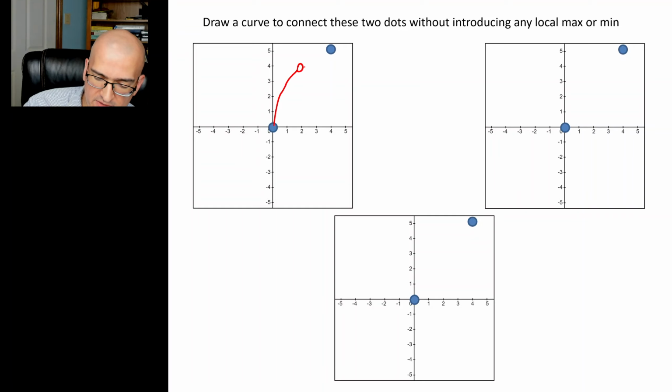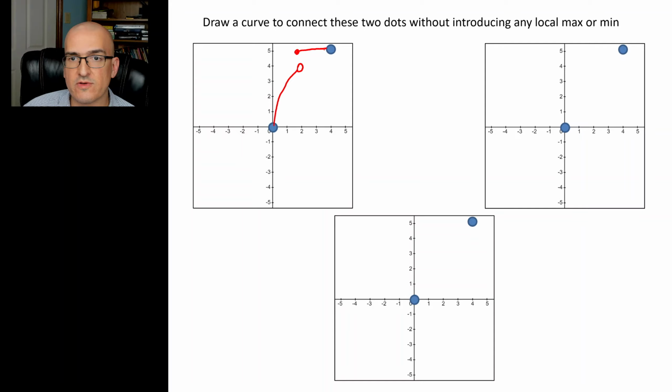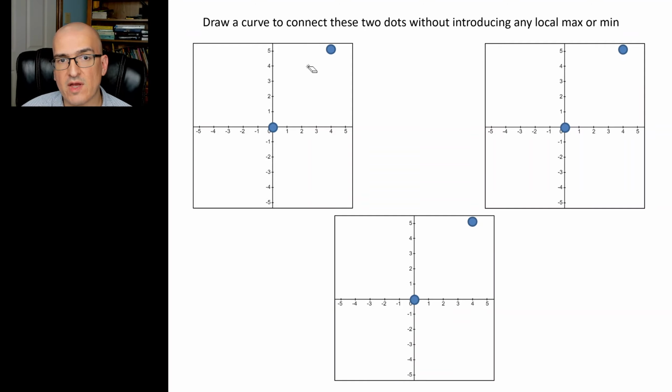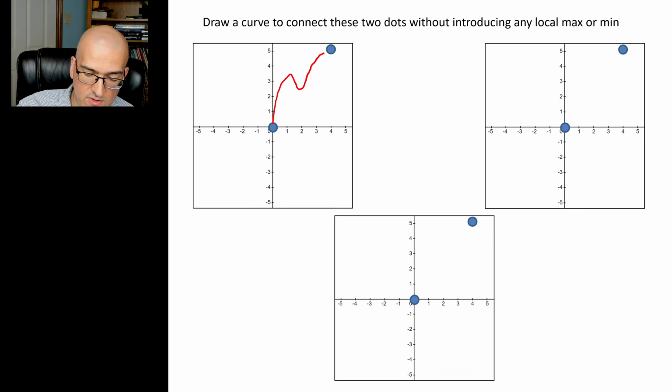I'll explain what I mean with the continuous thing. I don't want to connect the dots using something like this, using a hole cut into the graph or a jump in the function or anything like that. I don't want to use a function of that type to connect the dots. And I also don't want to use a function that introduces, let's say, local max or local min in between the endpoints. So that would violate what we're being asked to do. We want to draw a curve that connects the dots without introducing max and min.